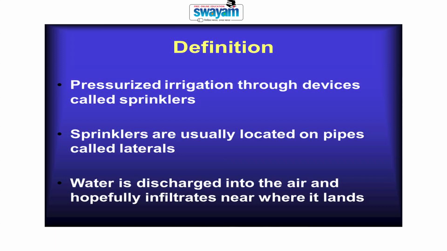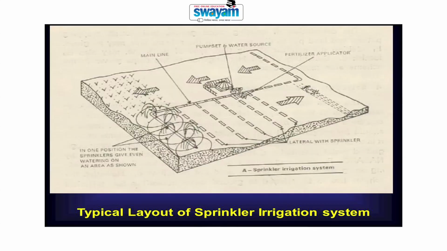If you look at the definition, it is again a pressurized irrigation system through devices called sprinklers, located on pipes called laterals, and water is discharged into the air similar to rain, and the crop loves it. Water is applied like rainfall, you have a more controlled application, and it not only saves water but also improves crop productivity. In the typical layout of the sprinkler system, starting from the water source, you have a main line, sub main line, a lateral line, and then sprinklers.